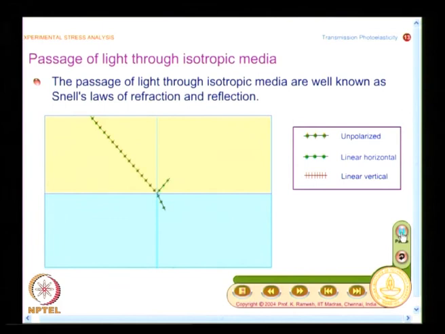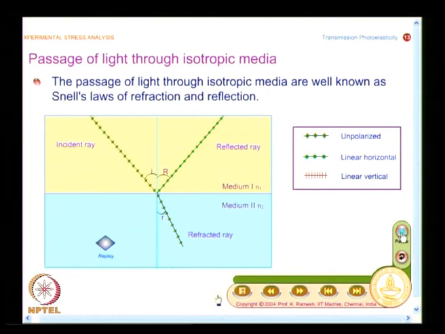And this is what you had done in your first level course on finding out refractive index. I have a slab of glass, and I have an incident ray. An incident ray gets refracted and it also gets reflected. I send an unpolarized beam of light, whose representation is a dot and a vertical line. If I have both of these, then I call this unpolarized. This is very simple, you all know.